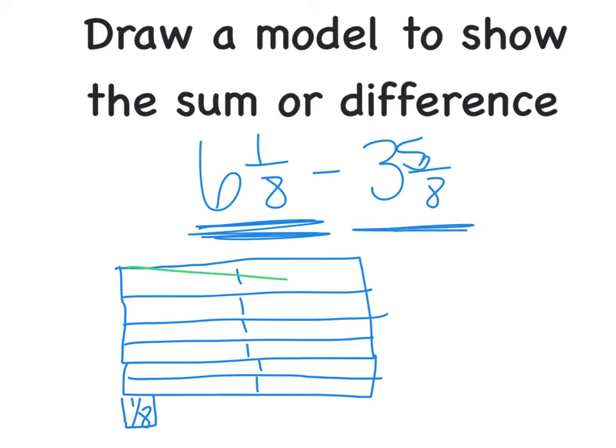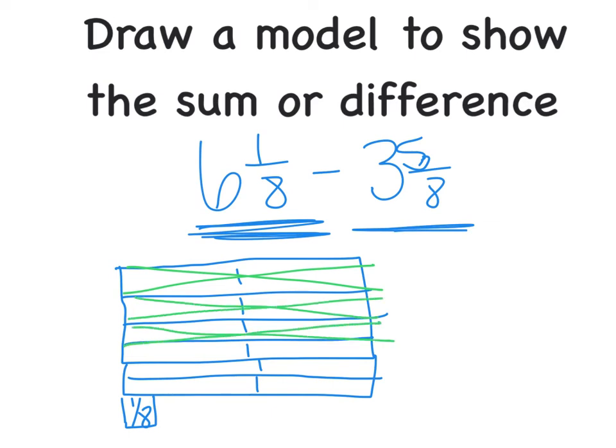So first I'll cross off 3 wholes. 1, 2, 3. Now I'll cross off 5/8. I only have 1/8 here, so I'm going to split this rectangle above it into eighths as well. This is like when we borrow in subtracting with whole numbers. So I'll split this into eighths. 1, 2, 3, 4, 5, 6, 7, 8. And I'll cross off. I crossed off 1, so I need to cross off 4 more eighths. 2, 3, 4. What is left and not crossed out is your answer.